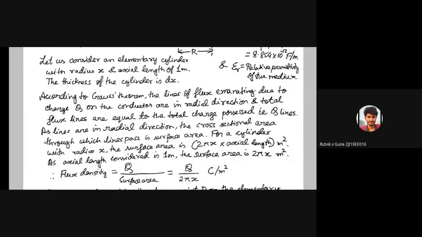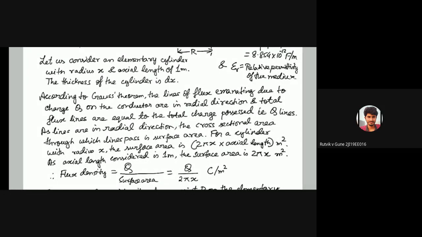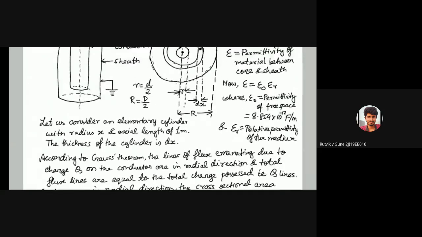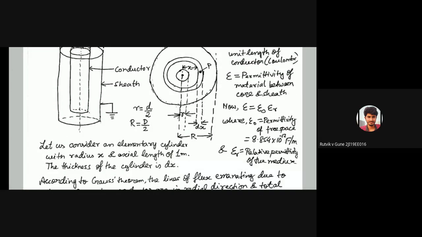Now, considering all these things, take an elementary cylinder with radius x, because the point P is at a distance of x from the center. The elementary cylinder has radius x and an axial length of 1 meter. Just remember this: the axial length of that elementary cylinder is 1 meter. The thickness of the cylinder is dx.